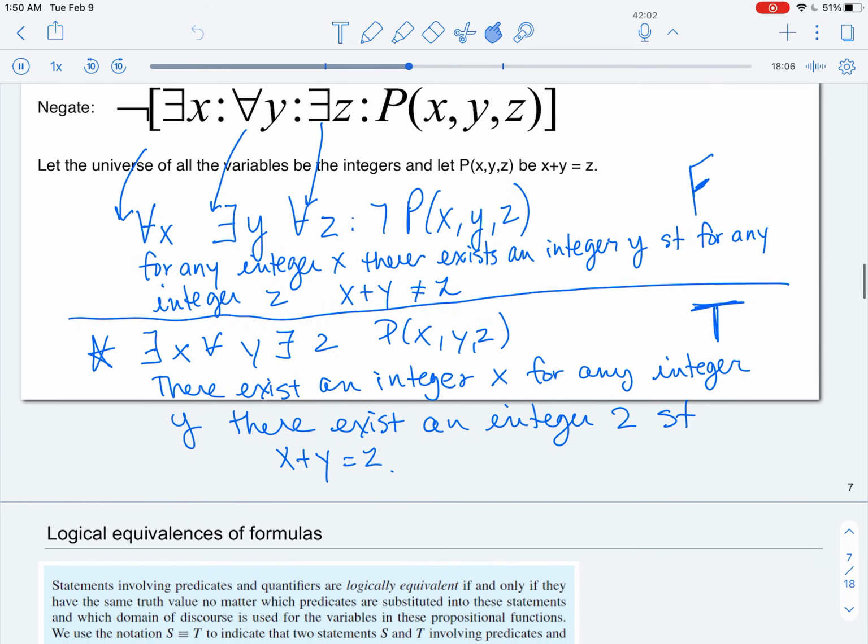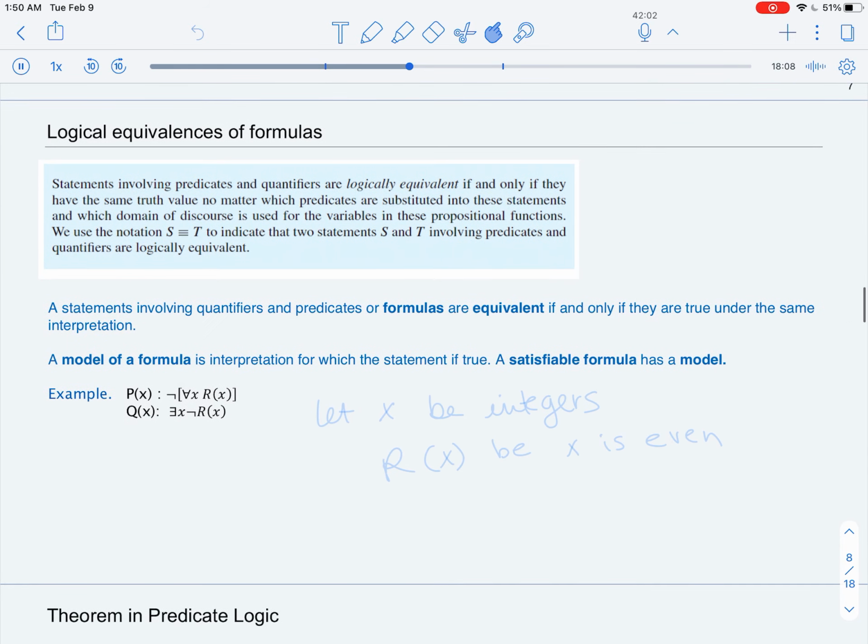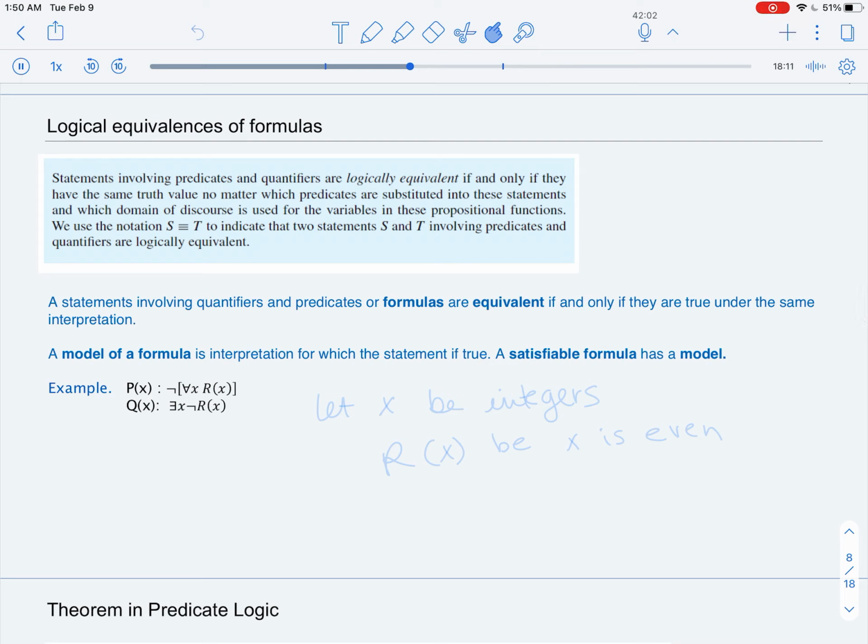Now let's consider logical equivalences. Statements involving quantifiers and predicates, or formulas, are equivalent if and only if they are true under the same model of interpretation. A model of a formula is an interpretation for which the statement is true, and a satisfiable formula has a model. So statements are equivalent if and only if they're true under the same interpretation.